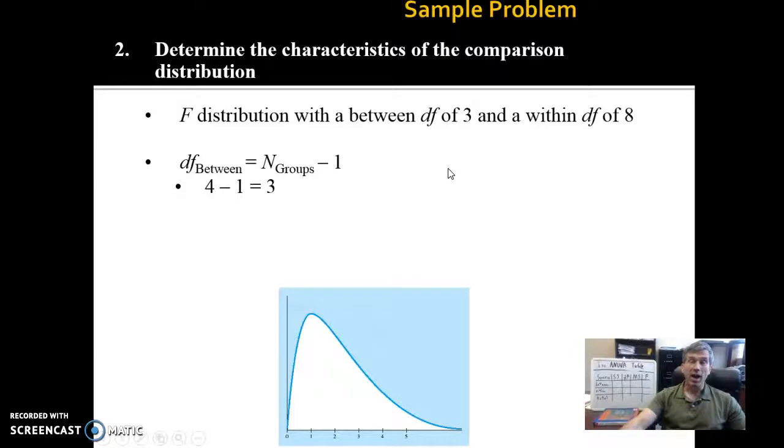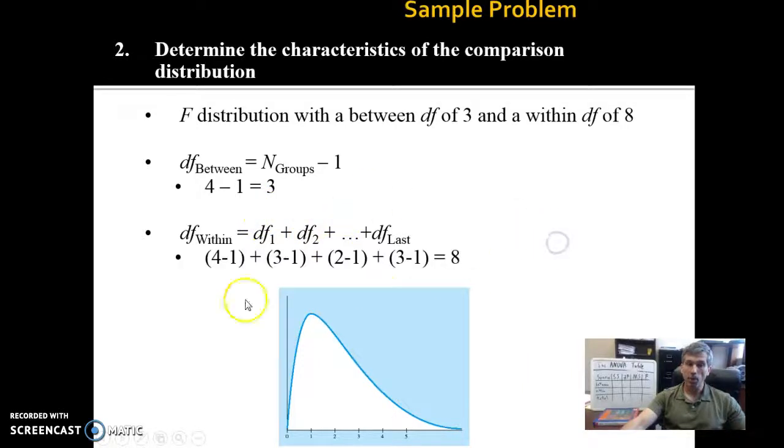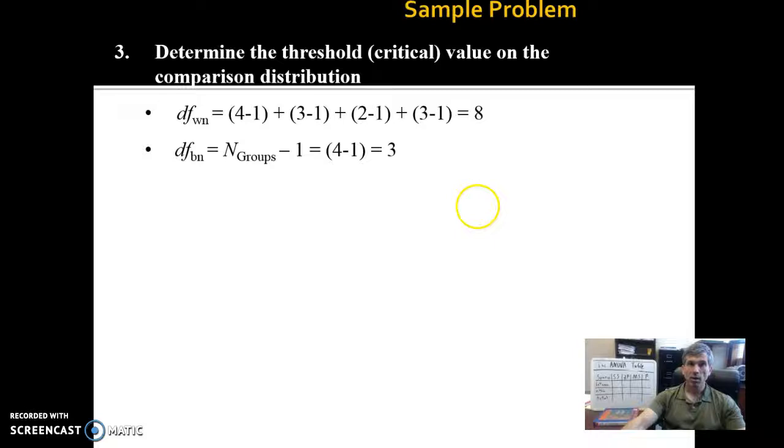Within degrees of freedom, I could subtract the number of groups from the total number of participants, but instead I'm going to do n minus 1 for each group separately and add them all up. 4 people in the first group, 4 minus 1, that's the degrees of freedom for that group. Again, do it for the other 3 groups, add them up, a total within degrees of freedom of 8. Notice if you add these 2 numbers up, they add to 11. That's the n minus 1 for the entire distribution. There are 12 people, so these should add to 11. A good way of checking your work at this stage. But real quick step, just involves really quick calculations of those degrees of freedom. Then we have to determine the critical value or the threshold value.